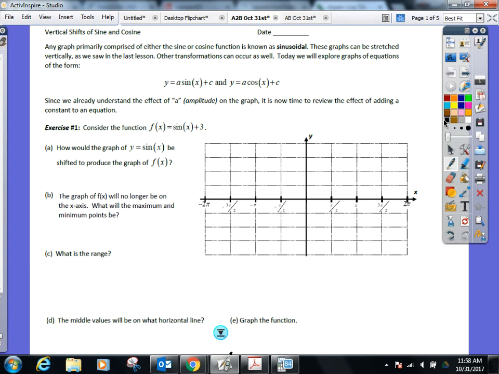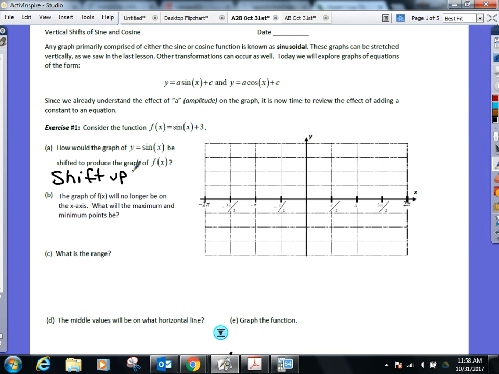I have sine of x, and now I'm going to add 3 to it. So I'm taking the sine curve we worked with yesterday and adding 3 to it. What effect do you think adding 3 to it will have? It's going to shift the entire graph up 3. Yes. So we're going to shift up 3. I want to answer these questions first, and then we'll graph it. So it's going to take our entire sine curve and shift it up 3.